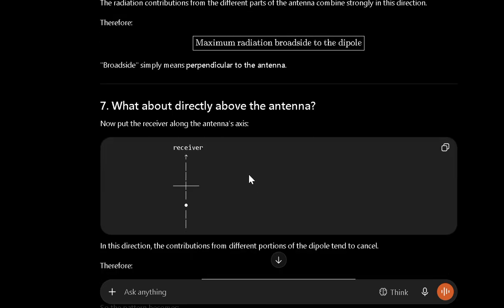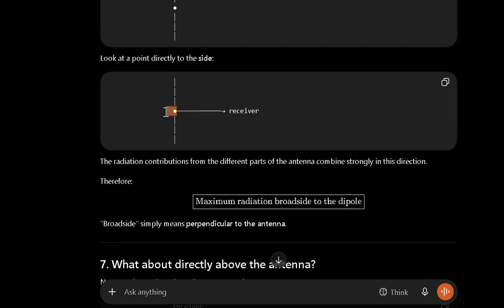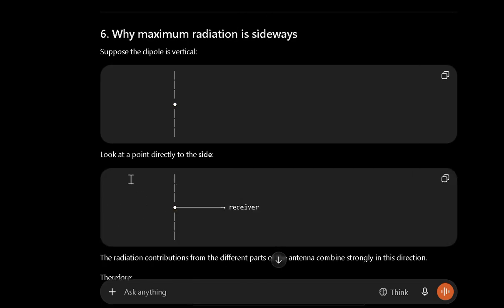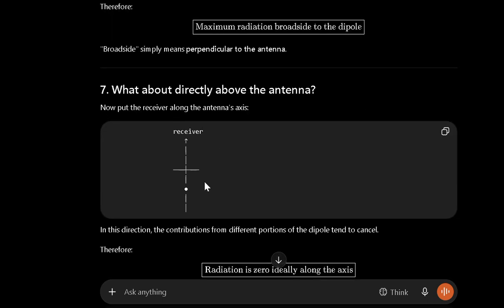What about the vertical? What about directly above the antenna? Now put the receiver along the antenna axis. So if we put the receiver here, it should be broadside, perpendicular to the antenna. But if you put the receiver at the top, what happens?